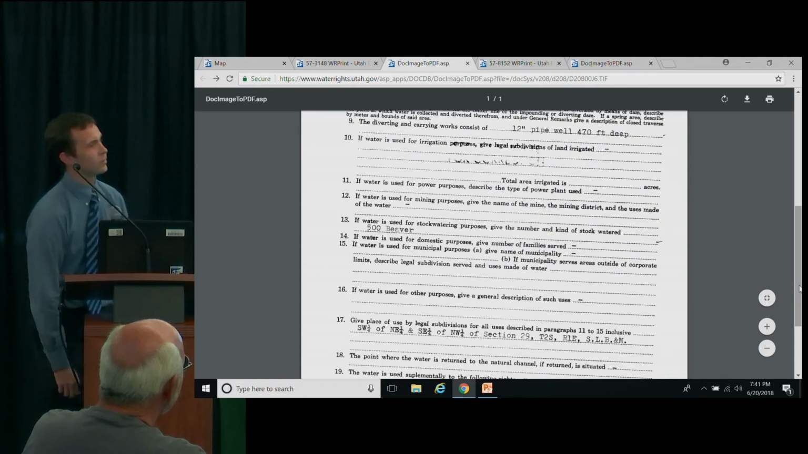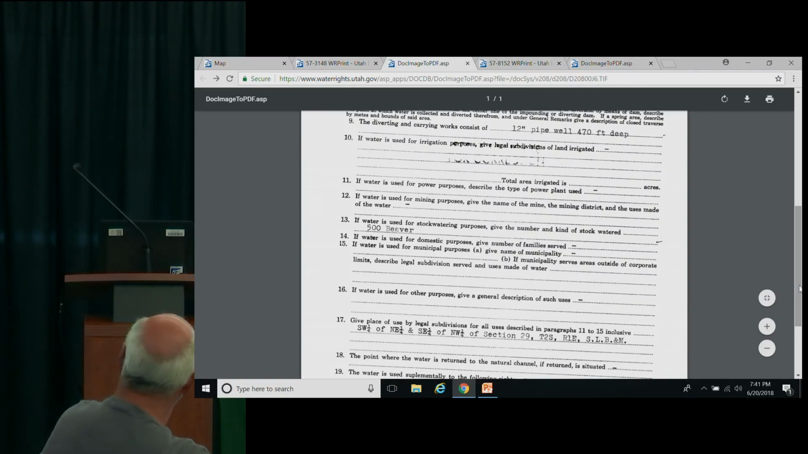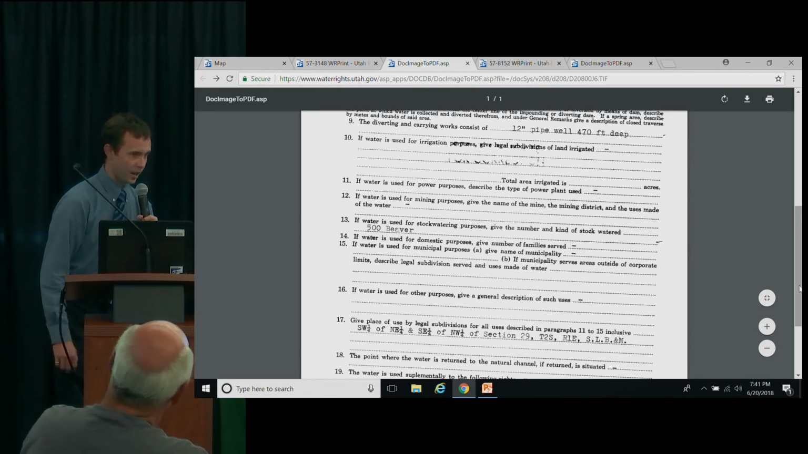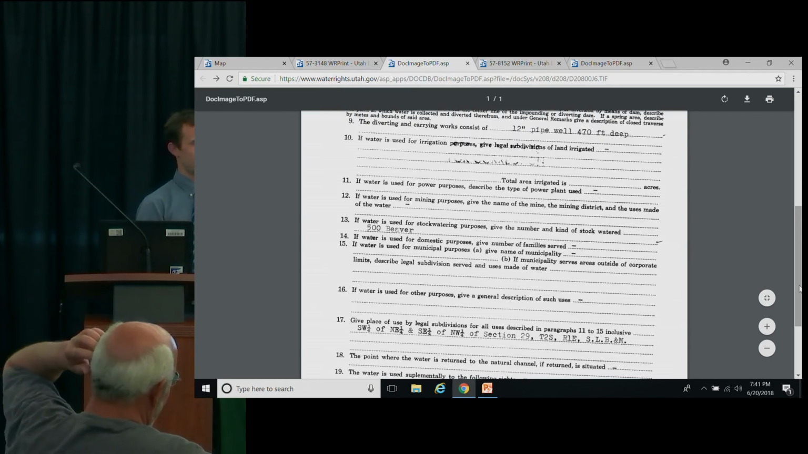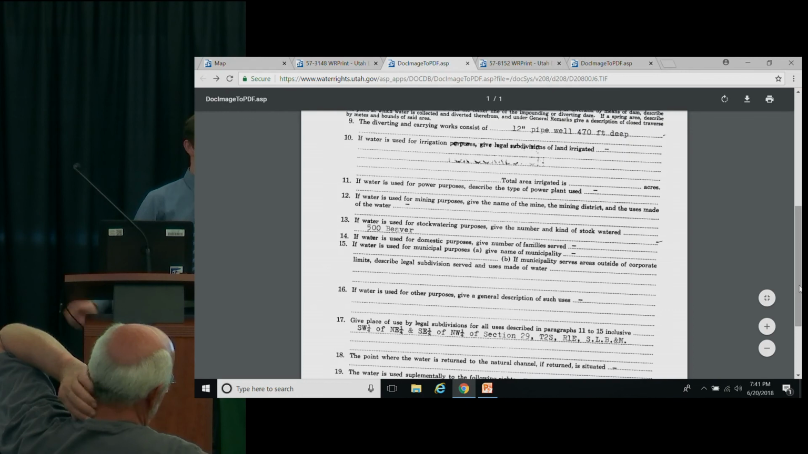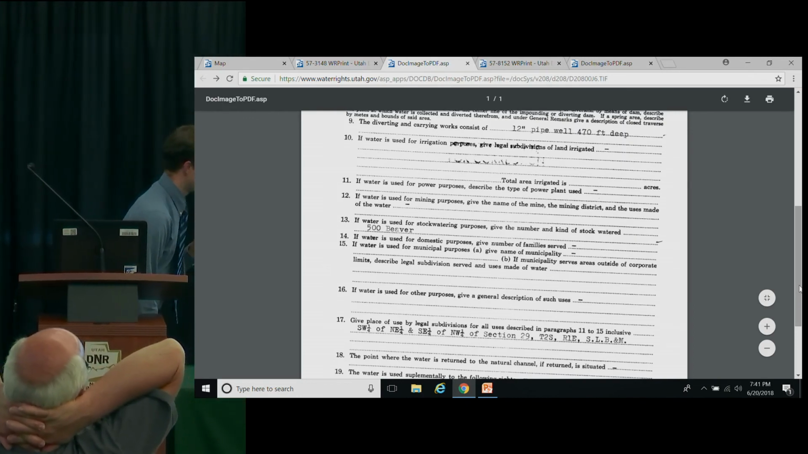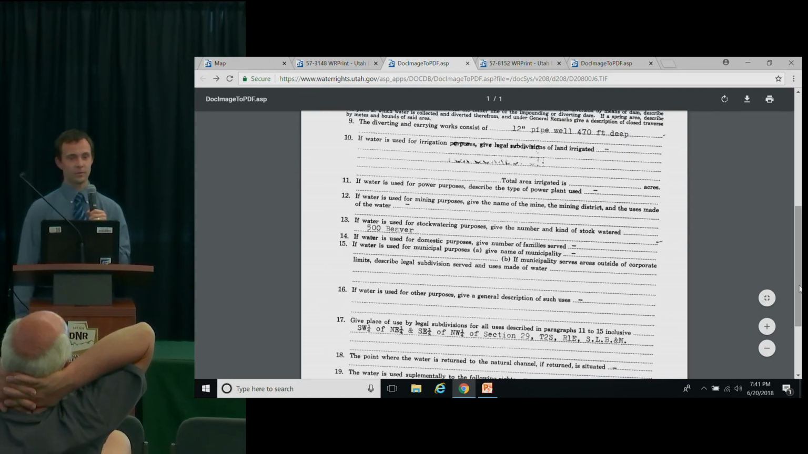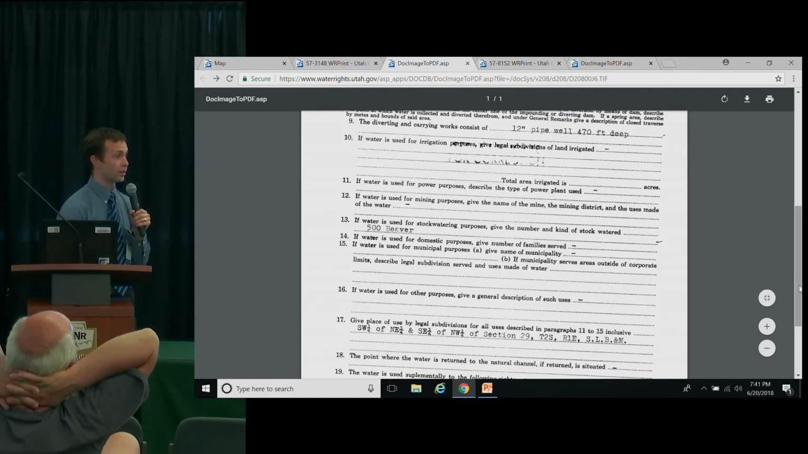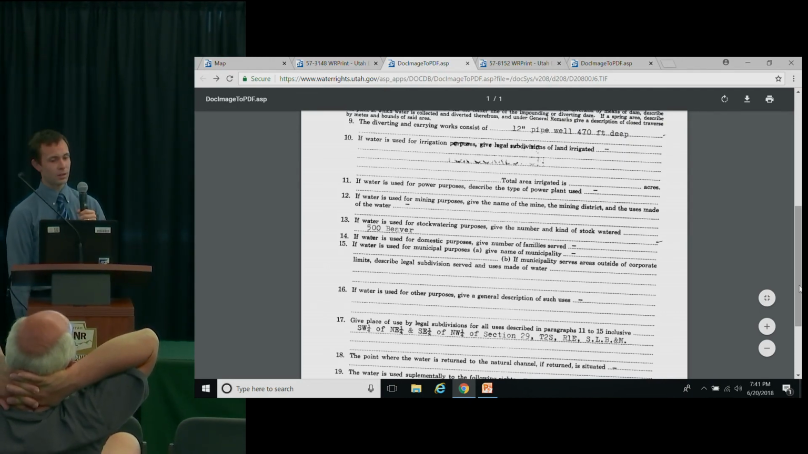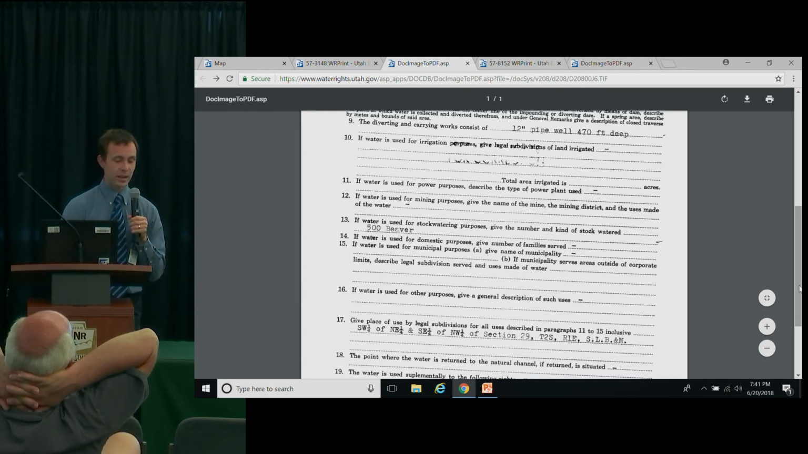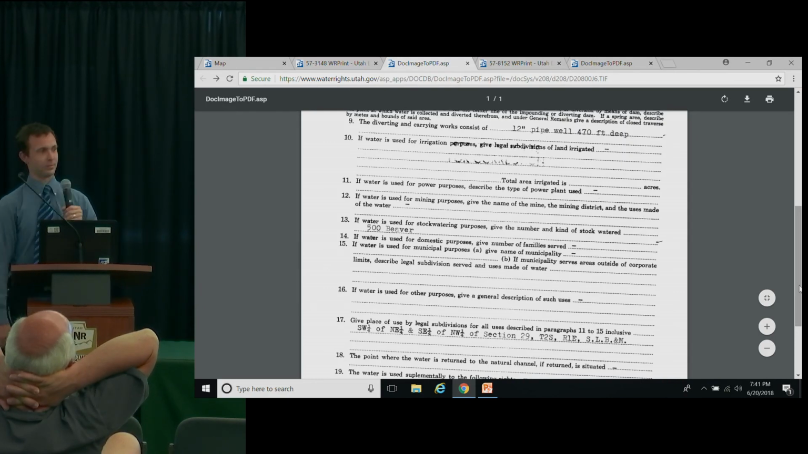500 beaver, which calculates out to 15 equivalent livestock units. So there's a division, you divide 500 by whatever and you get 15 livestock units. 3 livestock units per 100 beaver.